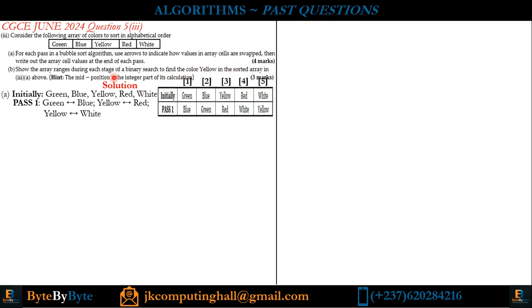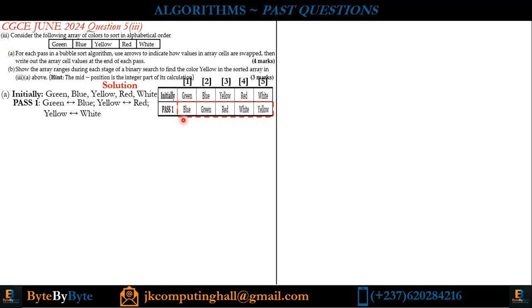Now the B part, let us indicate the indices because it's very important. Remember that the B part is asking us to show the array ranges, and when you are performing a search or a sort, it is very important to use the indices. For this particular one, I use my first index to be 1. Any student who uses his or her first index to be 0, the calculations remain the same. Okay, let's proceed.